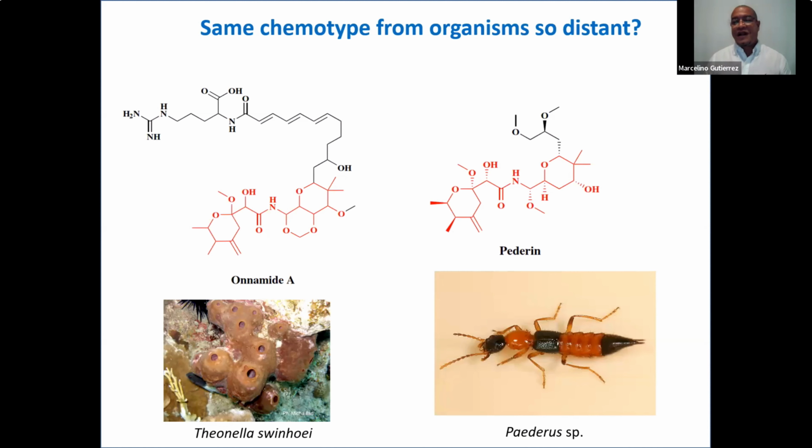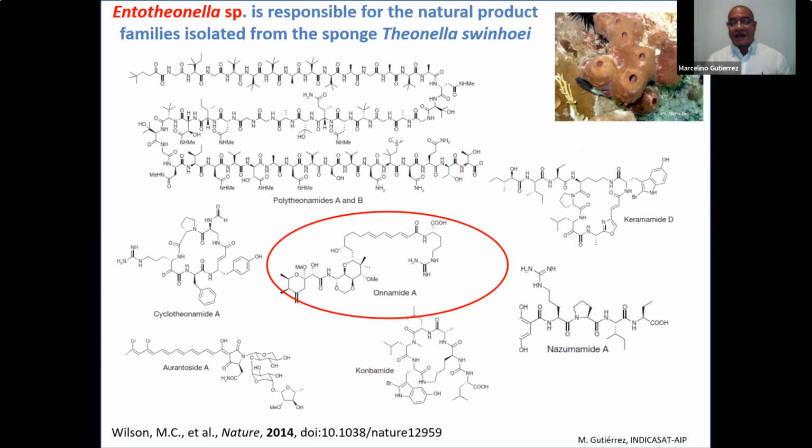Very likely the real producers are not the sponge or the insect, but the microorganisms that live associated to these organisms. And then in 2014, the group of Jörn Piel from Germany actually discovered that onnamide A is really produced by a symbiotic bacteria associated to the sponge of the genus Theonella, confirming the real biosynthetic origin of onnamide A and pederin.